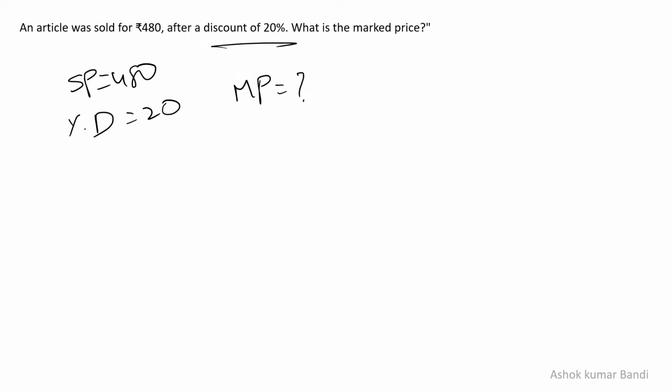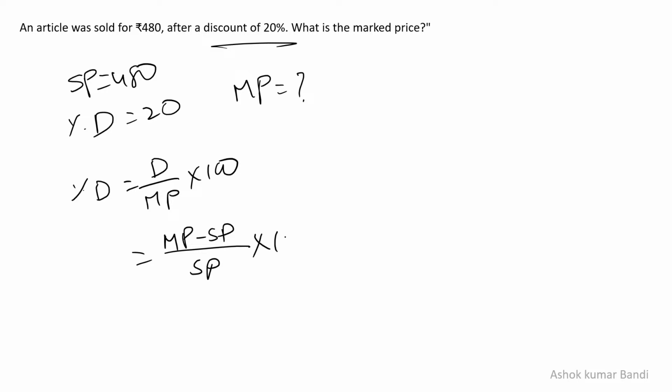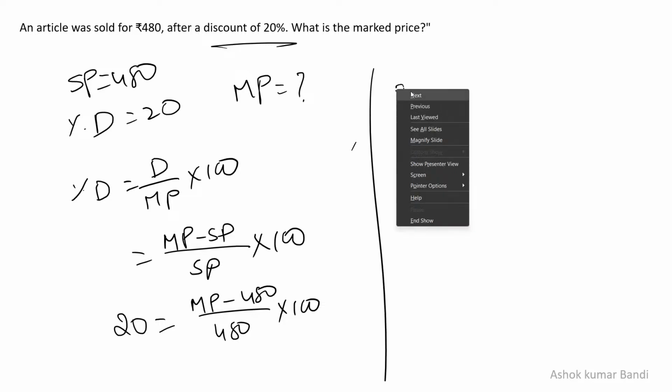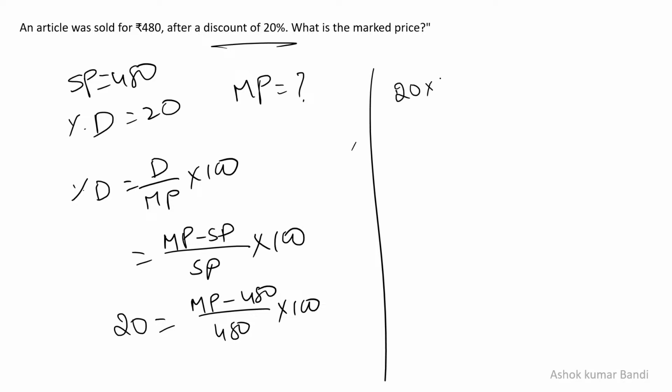So here, if you want to find out percentage discount, we know the formula. Percentage discount equals discount by market price into 100, and discount is the difference between market price and selling price. So let us take how much discount, 20. We don't know the market price, we know the selling price as 480. So by 480 into 100. So 20 into 480 by 100 is going to be MP minus 480.